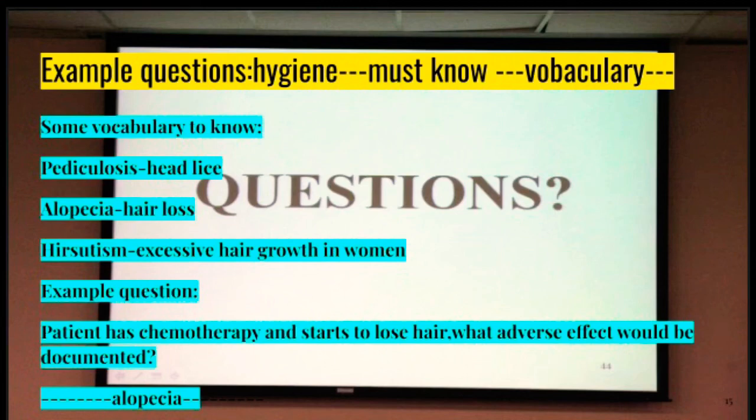Example question would be, a patient has chemotherapy and starts to lose hair. What adverse effect would be documented? Obviously, it's not pediculosis because that's head lice. It's not hirsutism because that's a lot of hair in a woman. So the right answer would be alopecia, and that's hair loss. All right, moving on. Example questions.